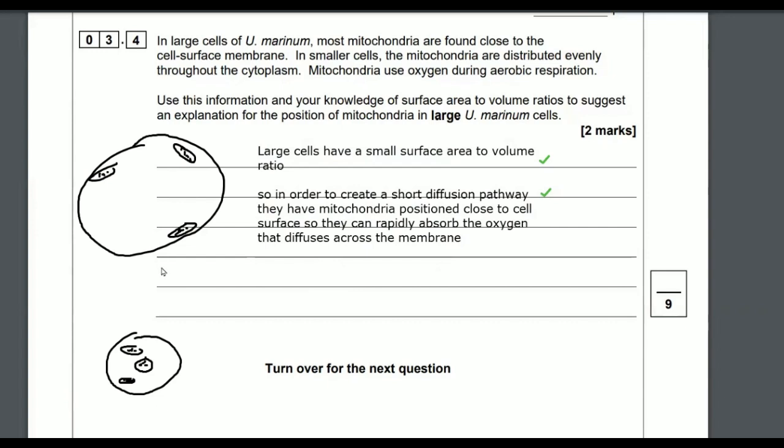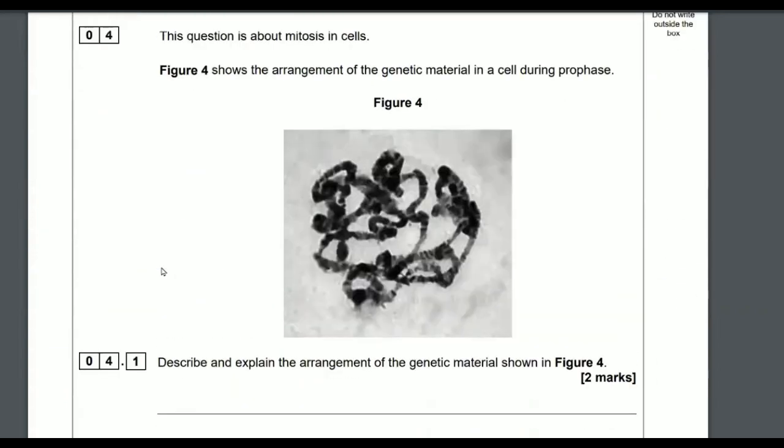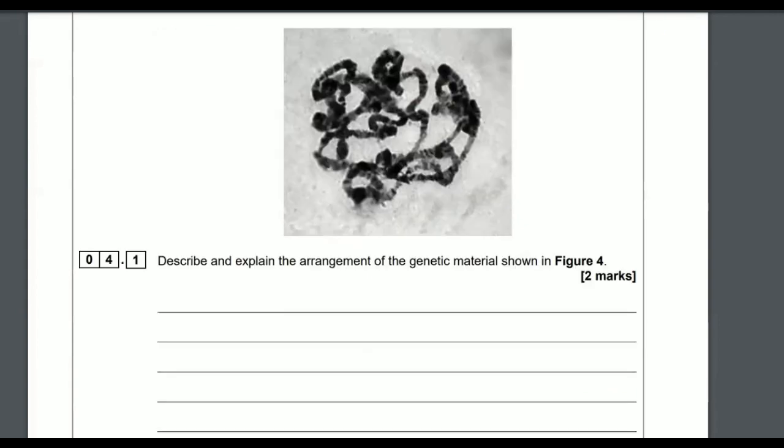Okay, so moving on to question 4. This question's about mitosis in cells. Figure 4 shows the arrangement of the genetic material in a cell during the prophase. We can see there's some dark bits, some light bits, some wiggly bits. It's kind of all over the place. 4.1, describe and explain the arrangement of genetic material shown in figure 4, and it's worth 2 marks.